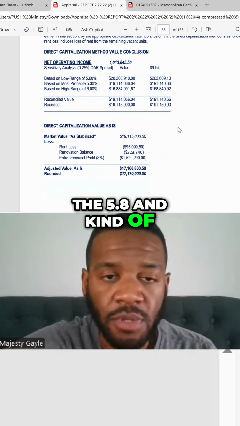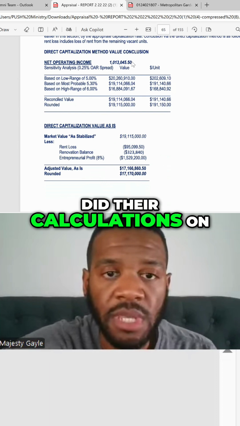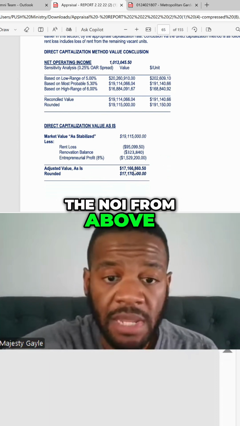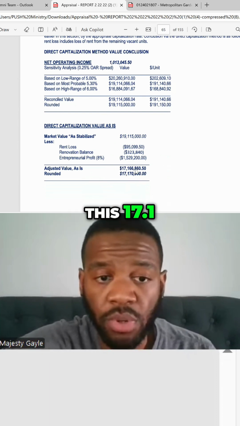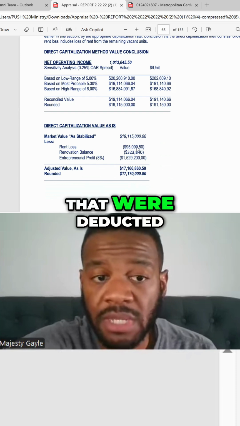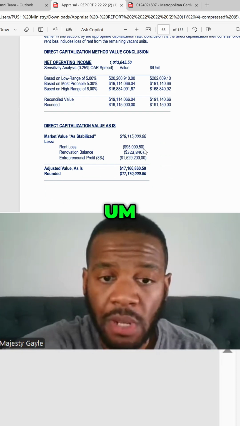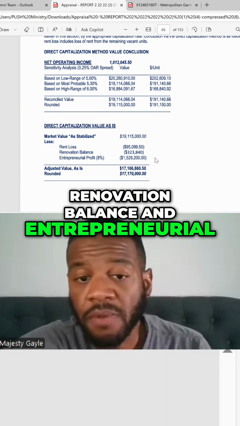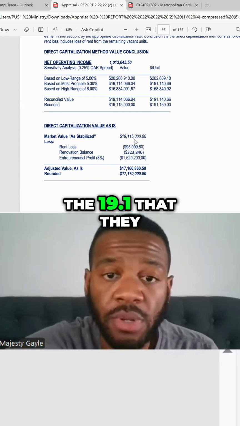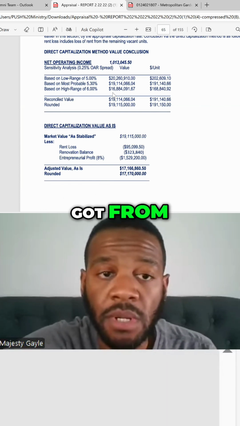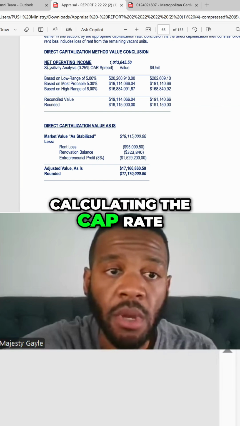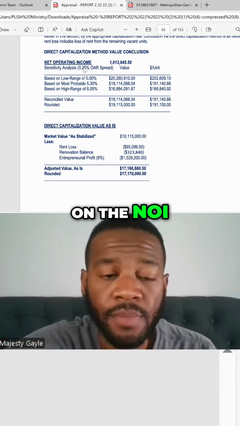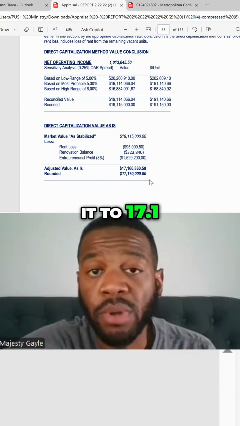and then they took the 5.8 and kind of did their calculations on the NOI from above, and that is how they came up with their 17.1. There were some things that were deducted. Rent loss, as you can see, renovation balance, and entrepreneurial profit were deducted from the 19.1 that they got from calculating the cap rate on the NOI, and then that brought it to 17.1.